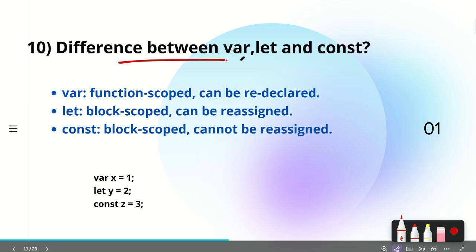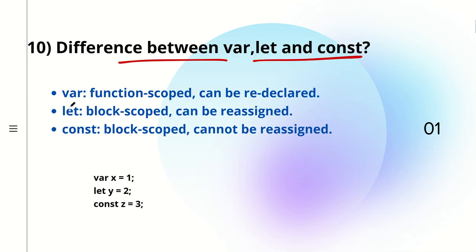The 10th question is, what is the difference between var, let and const? var is the older version of how we used to declare our variables. let and const were introduced in ES6. var is function scoped, while let and const are block scoped. var can be redeclared. let can be reassigned, but cannot be redeclared. And const cannot be reassigned.